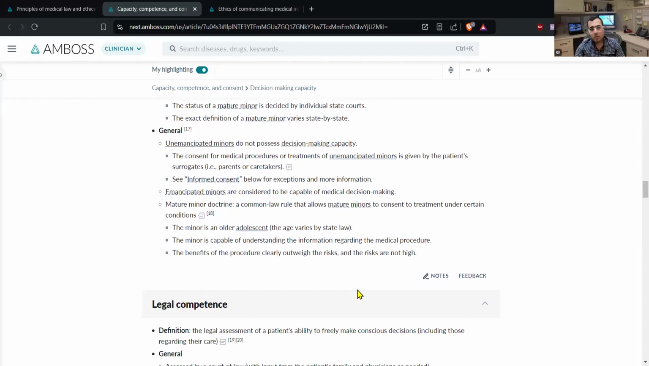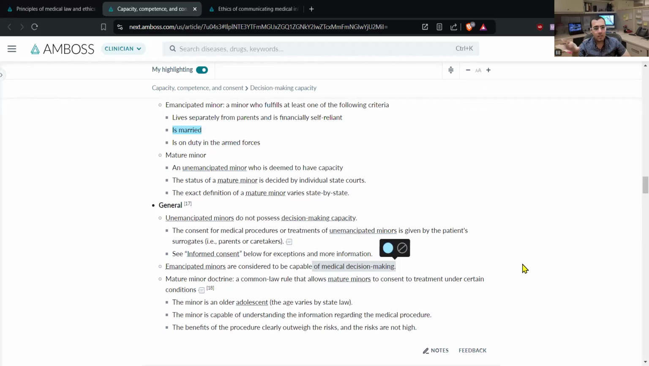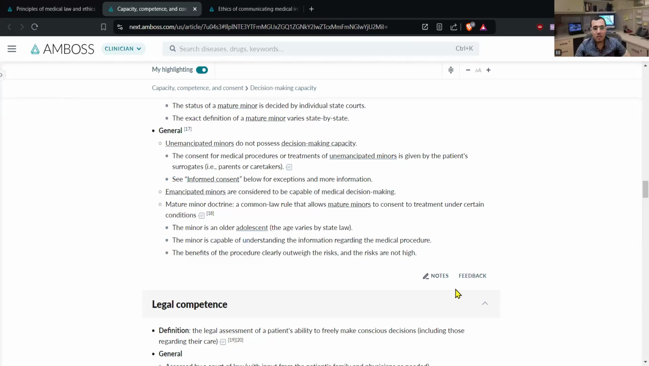We already talked about informed consent. Emancipated minors are considered to have decision-making capacity. Who are the emancipated? They live separately or independently, or they are financially self-reliant, married, or on duty in the armed forces. The mature minor doctrine is a common law rule that allows mature minors to consent to treatment under certain conditions. The exact conditions also vary state by state. The minor is an older adolescent, and the age varies by state law.